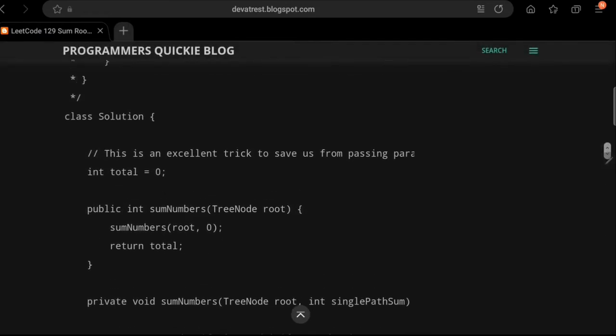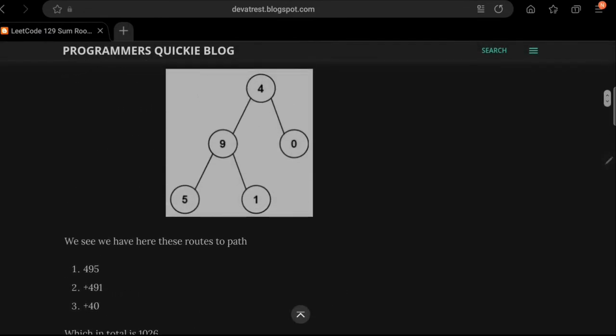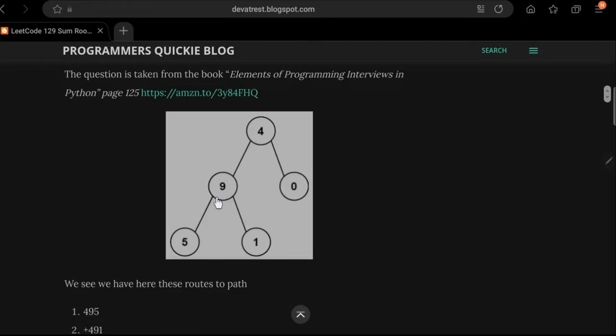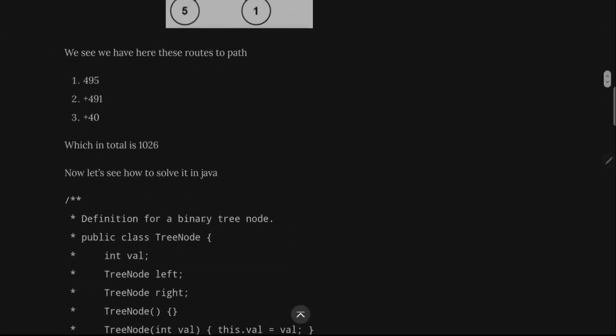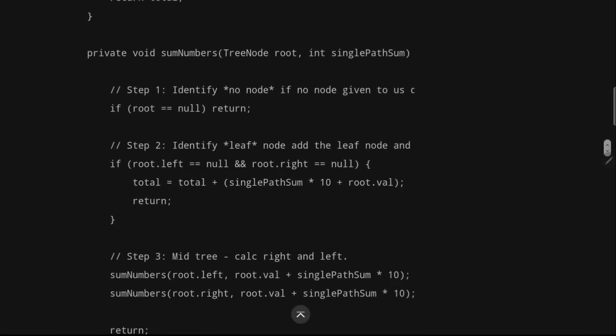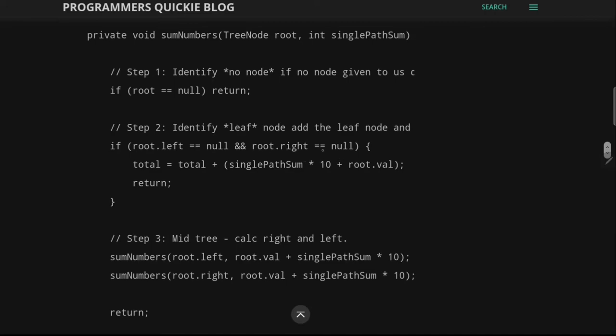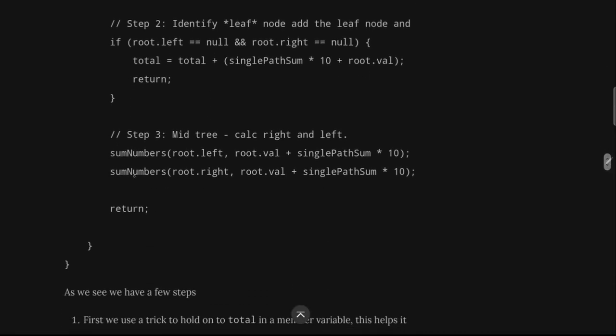So if we were, let's say, here at 49, then when we reach this, okay, we multiply the previous sum by 10, which makes it 490, and then we add the 5. This is what we're doing here. So we identify we're on the leaf node, we take the current path sum, multiply it by 10, and add the current node, and return. That's it.